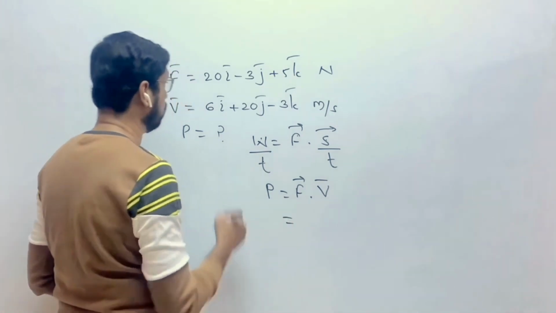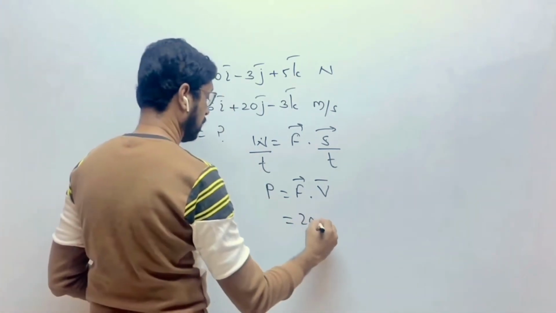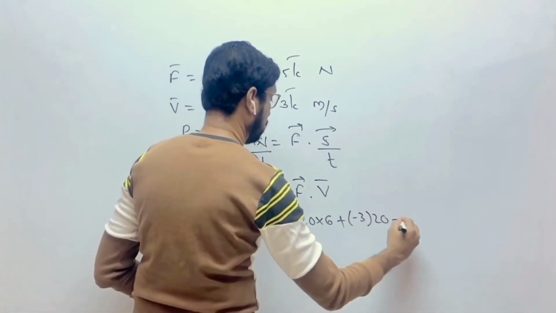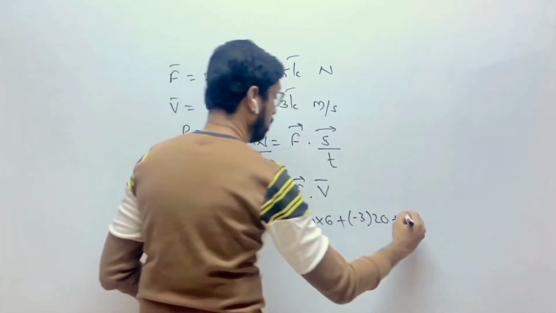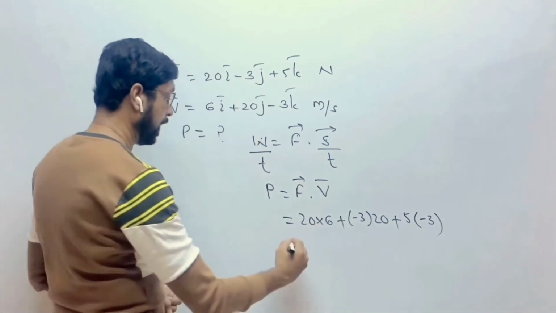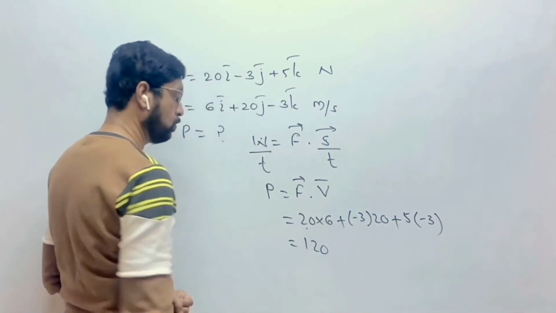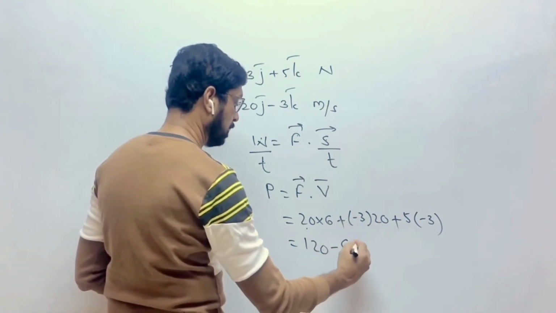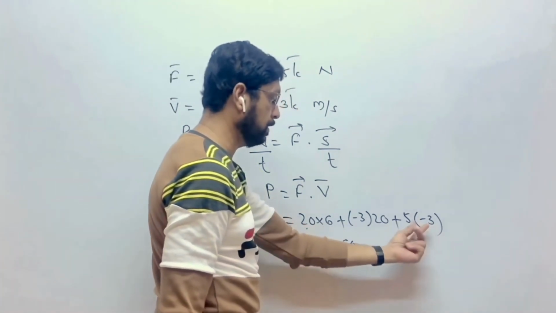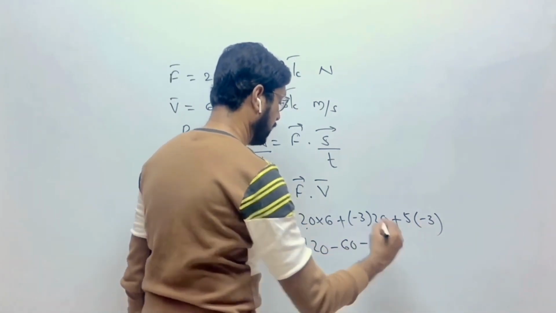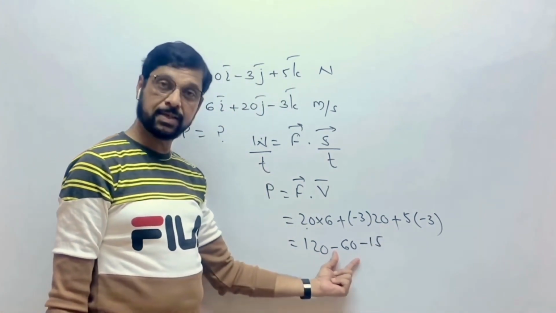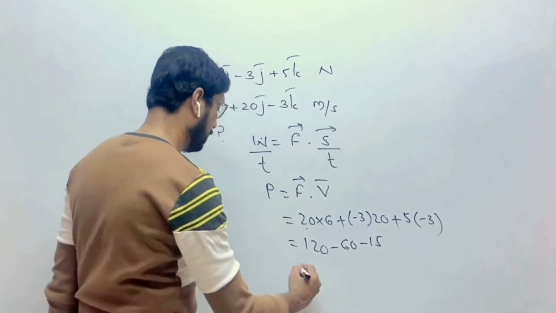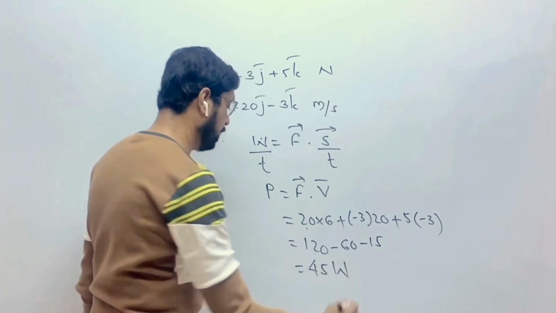So power will be equal to AX BX plus AY BY plus AZ BZ, that is equal to 2 sixes are 120, 2 threes are 60, plus minus will become minus 60, 5 threes are 15, plus minus will become minus 15. So 120 minus 60 is 60, 60 minus 15, that is 45. So power is 45 watts.